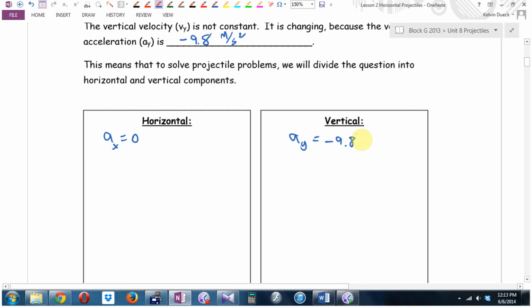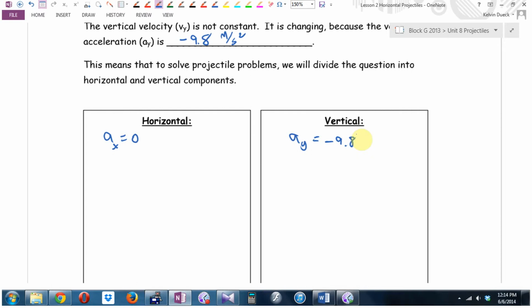A would still be zero horizontally. Vertically, the moon's acceleration is about negative 1.6. But that's the case for any projectile in the universe. Horizontal acceleration is zero if we ignore air resistance. Vertical acceleration is what's causing it to go up and go down.